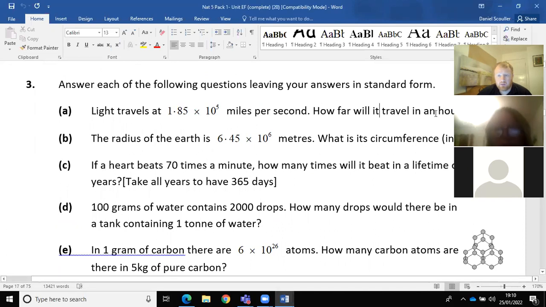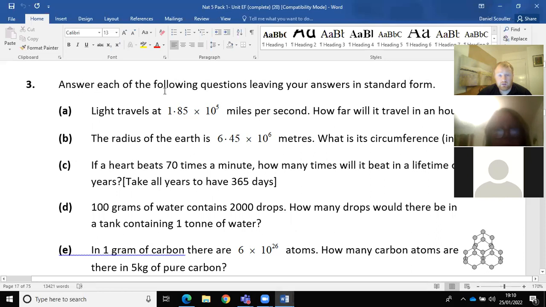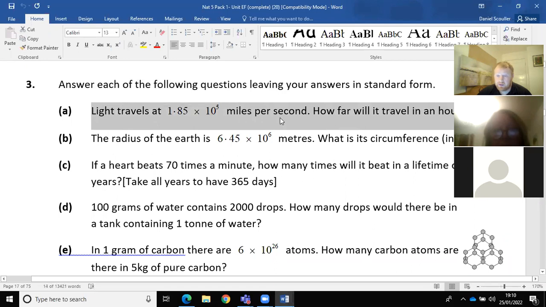That one says standard form at the top, so is that the same as standard notation? Yes. Good question. Exactly. So answer each of the following in standard form. So 1.85 times 10 to the 5 miles per second. Light's pretty quick, we know that. How far will it travel in an hour? It's a reasonable question for a test. So how many seconds are in an hour?